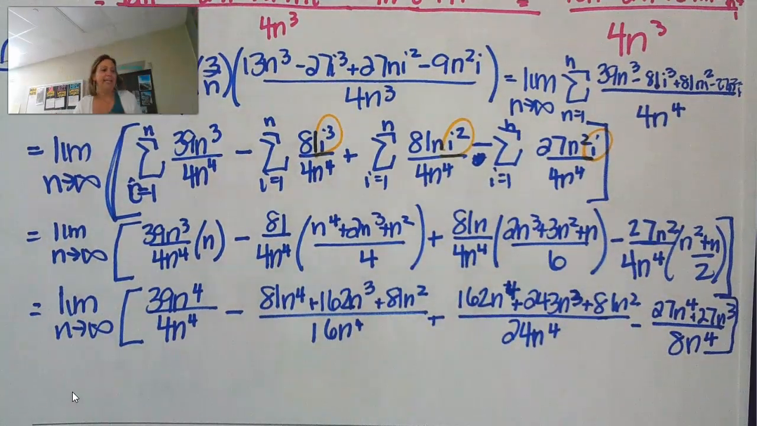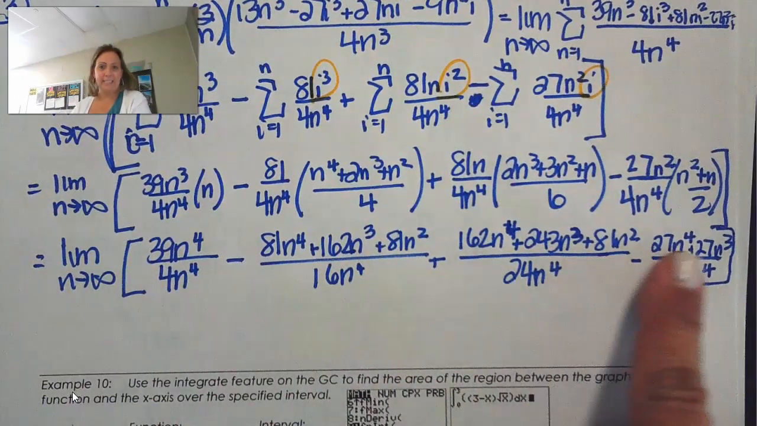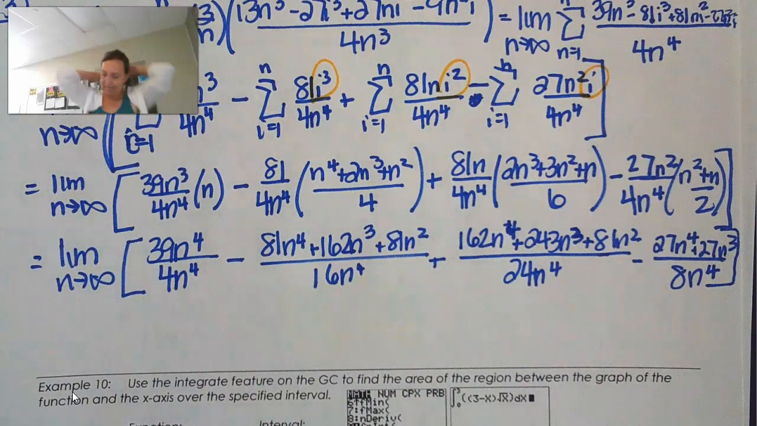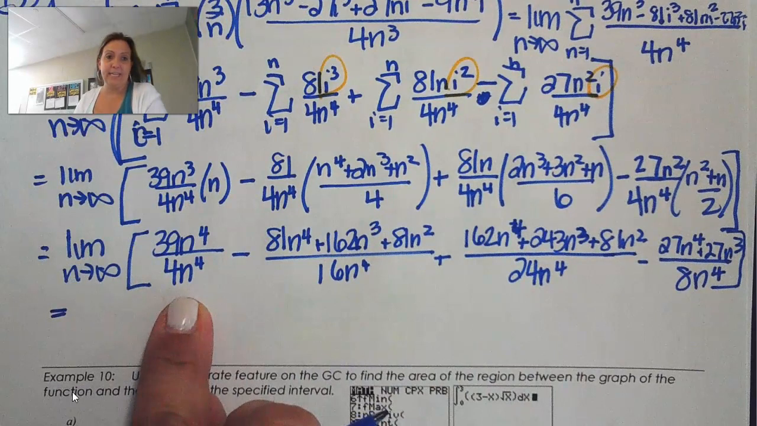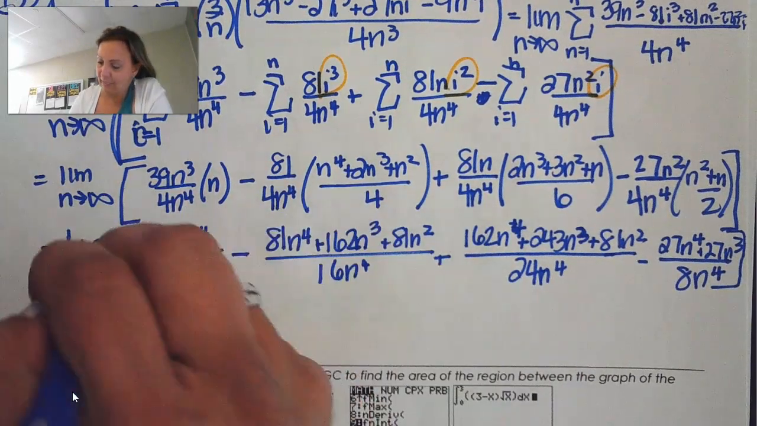Okay. And again, at this point, to be honest, in a quiz or test situation, I do want to see this, and then I can just kind of see where you're at. But the next step, the only thing I worry about is taking the limit, right? And so this gives me 39 fourths.